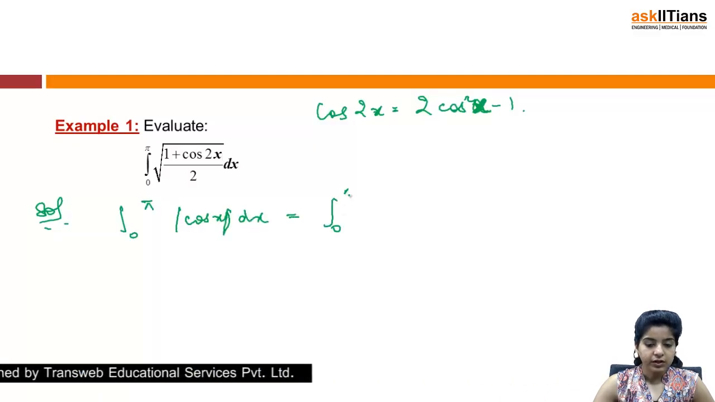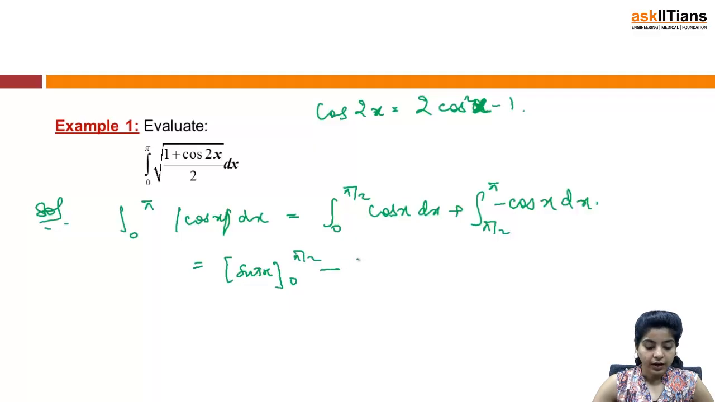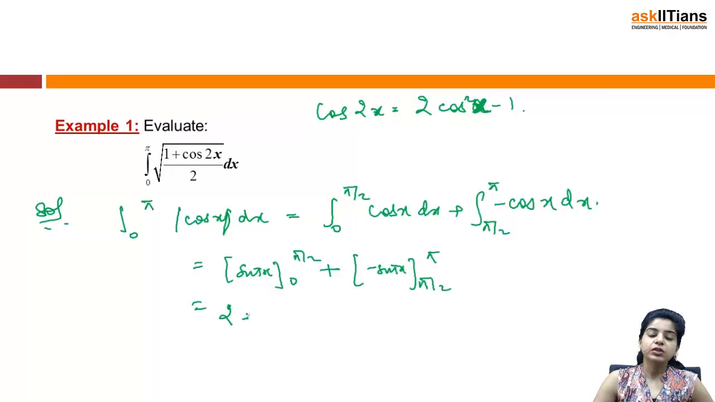So this can be written as integral 0 to pi by 2 cos x dx plus pi by 2 to pi of minus cos x dx. And this is simple integration. This is sin x from 0 to pi by 2 plus minus sin x from pi by 2 to pi, and this becomes 2. So this was sin 90 minus sin 0, plus you will have minus sin pi plus sin 90. So basically it will become 2. So see, this application of properties is also quite simple.